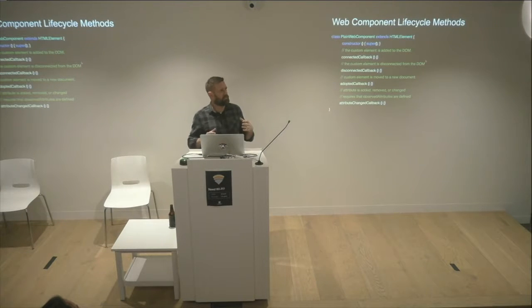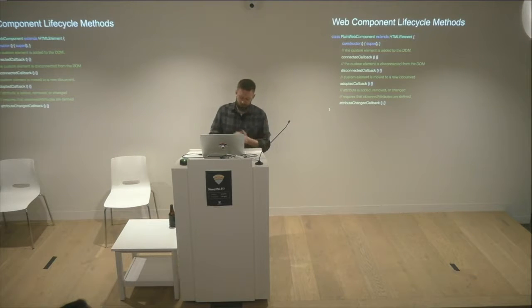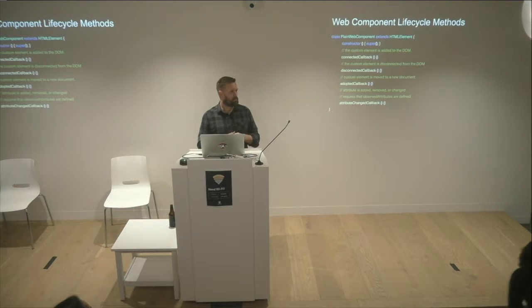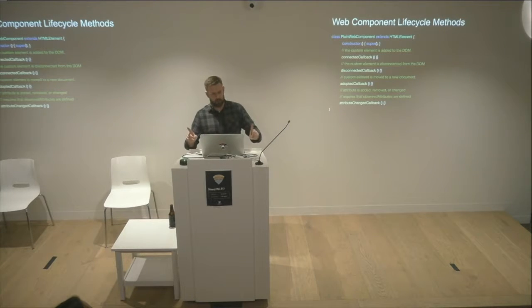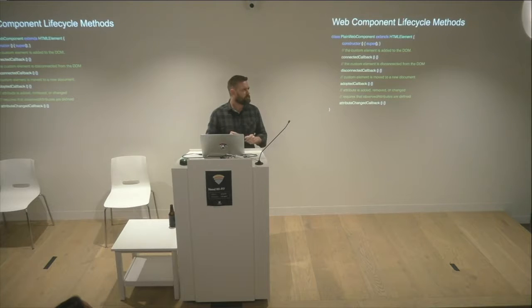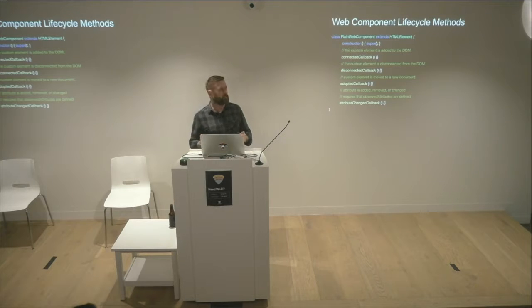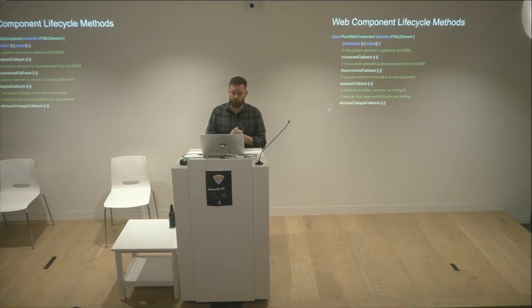Web components have these lifecycle methods. I'm going to try and move quickly through these so we can get on to the rest of the episode. So this is just a plain web component. It's got the four callbacks: the connected callback, which is when it's added to the DOM; the disconnected callback, which is when it's removed from the DOM; the adapted callback, which is for when it's moved to a new document. I don't understand this. I never used it. And the attribute changed callback.